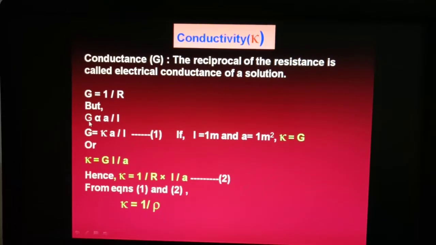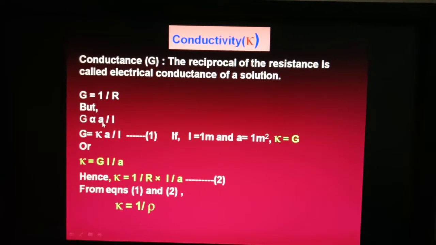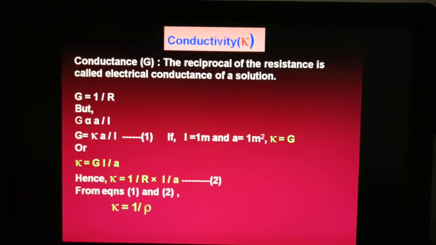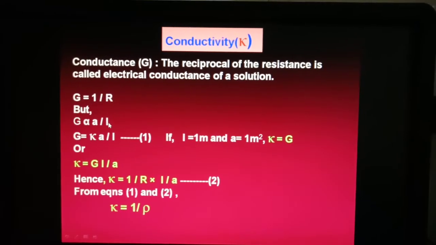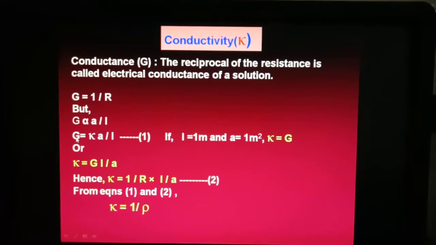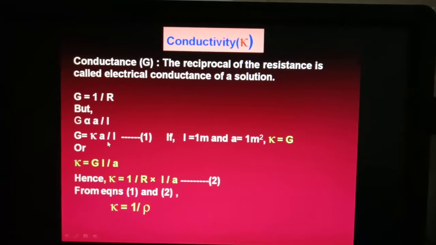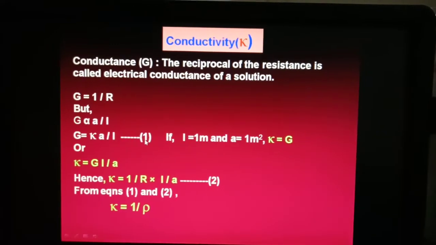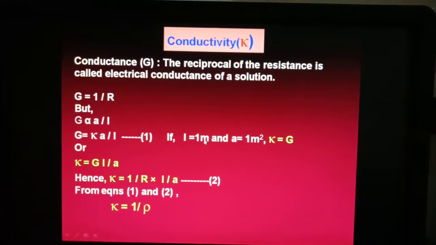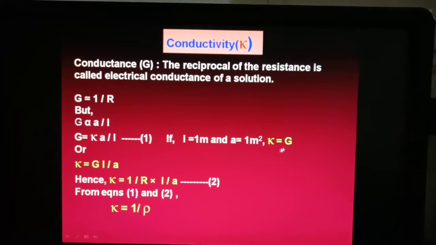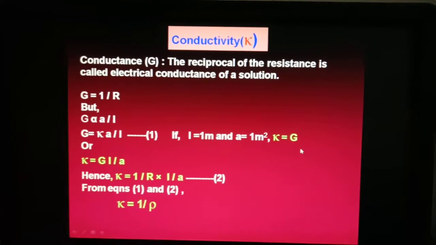But G is directly proportional to the cross-sectional area of the conductor and inversely proportional to the length of that conductor. Therefore, G can be written as G is equal to kappa into A divided by L. Let us call this equation number 1. If L is taken as 1 meter and A as 1 meter square, kappa becomes equal to G. That means conductivity and conductance are equalized.